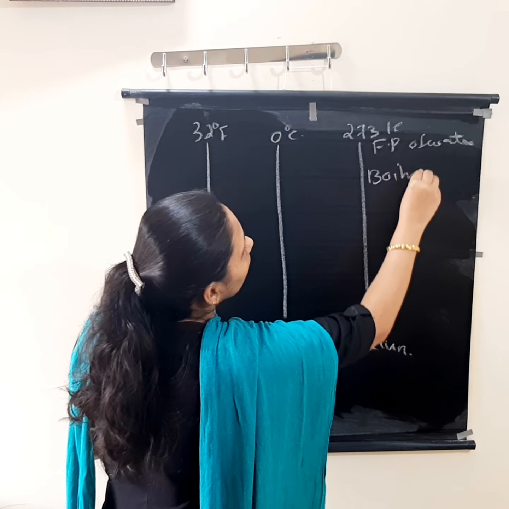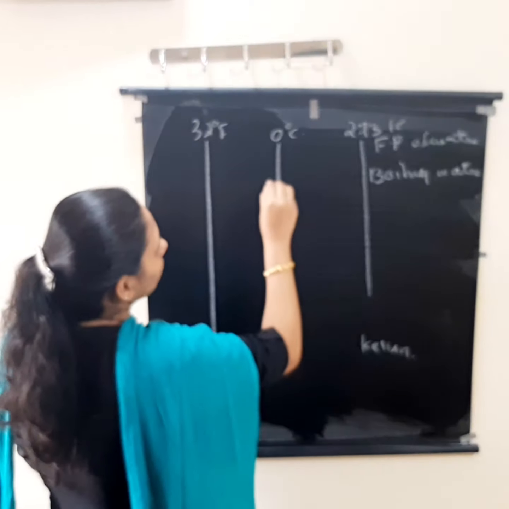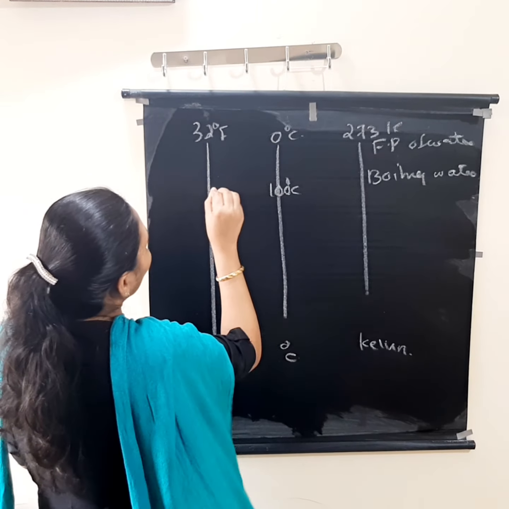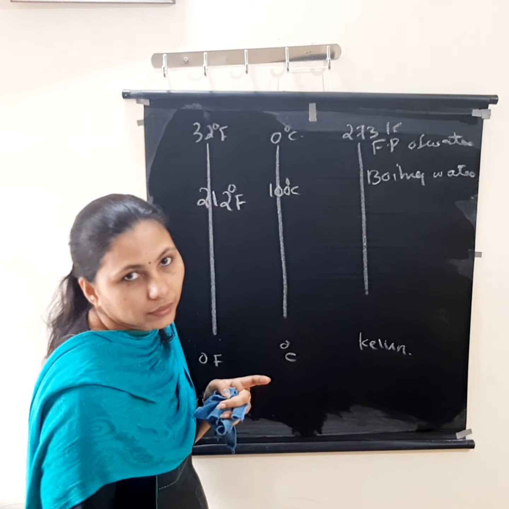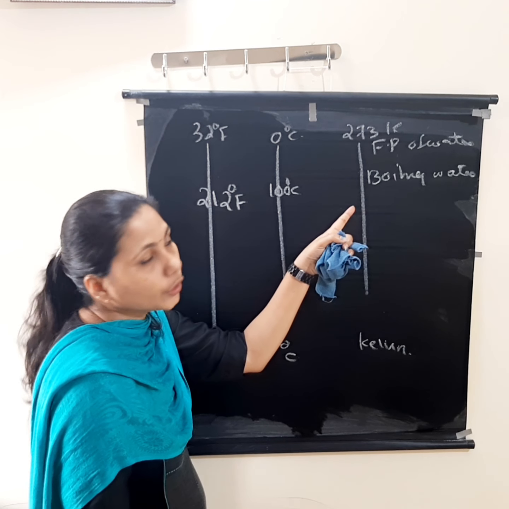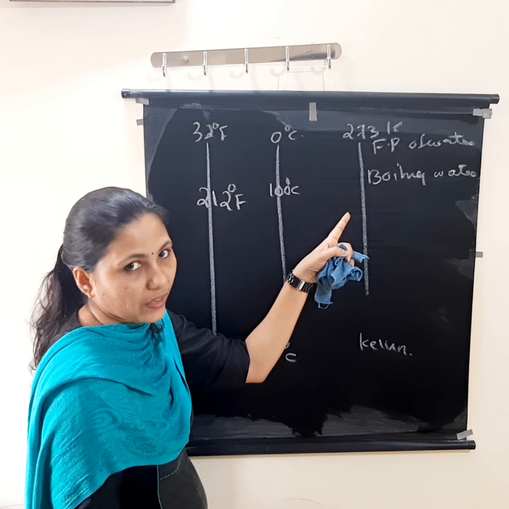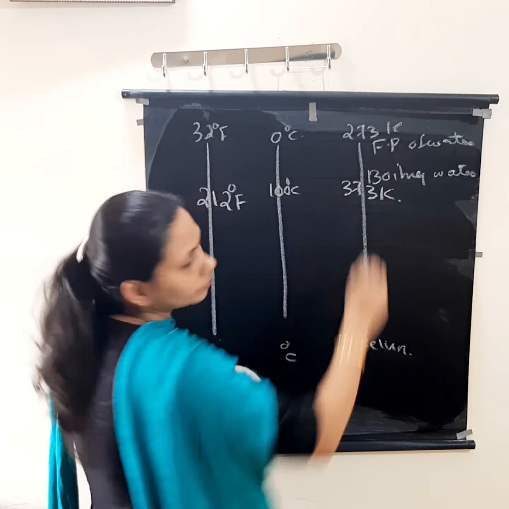Then the boiling point. FP means freezing point. How do we write the boiling point of water? All of you know the boiling point in degree Celsius is 100 degrees Celsius. Right. In Fahrenheit it is 212 degrees Fahrenheit. Then in Kelvin scale, I already told you, converting degree Celsius into Kelvin, we have to add 273. So that is 373 Kelvin.